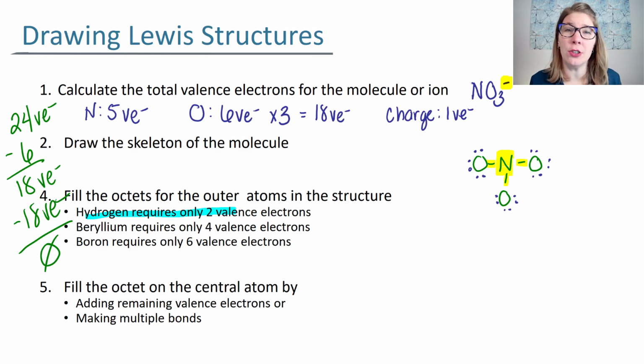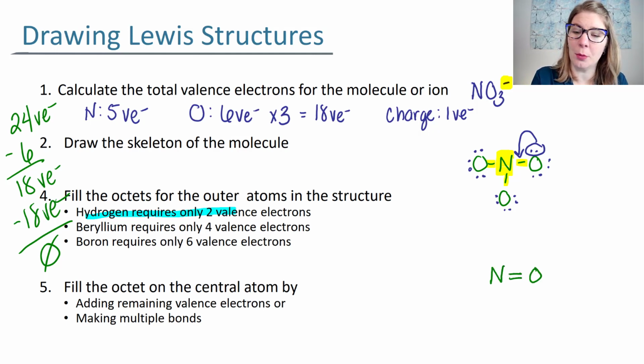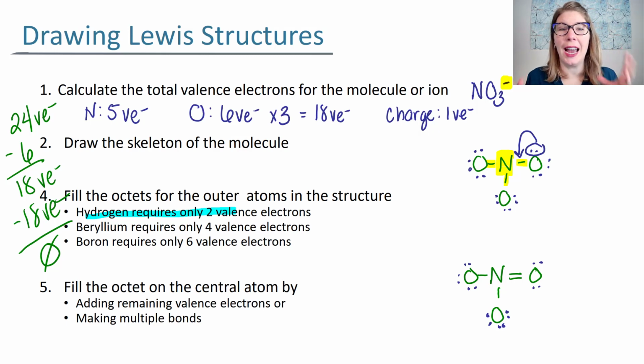To satisfy nitrogen and give it its octet, one of the oxygens is going to choose to share its pair of electrons with nitrogen. So we're going to take 1 pair off of 1 oxygen. It doesn't matter which oxygen, it doesn't matter which pair, and we're going to put it between the nitrogen and the oxygen. I'm just going to redraw my structure. Now I have a double bond between nitrogen and one of my oxygens. This one only has 2 pairs on it now, and these still have 3. So I have successfully created the nitrate ion's Lewis structure.